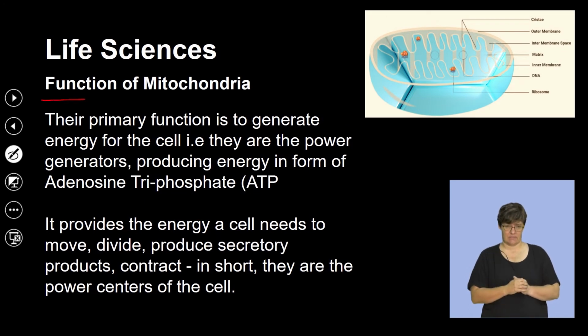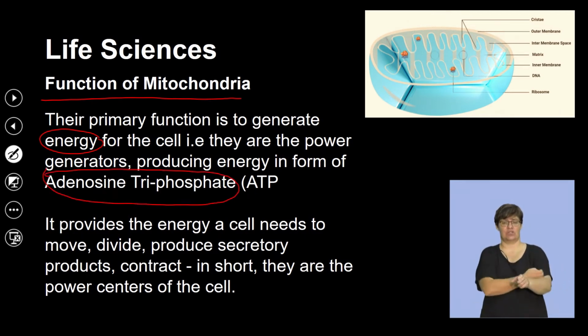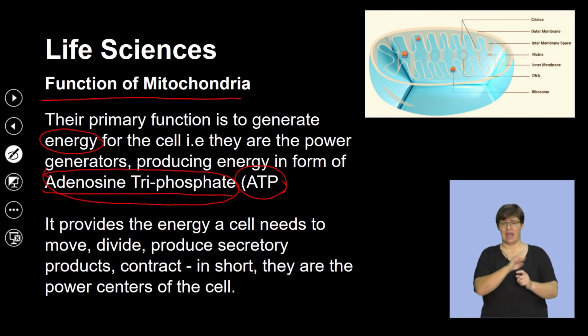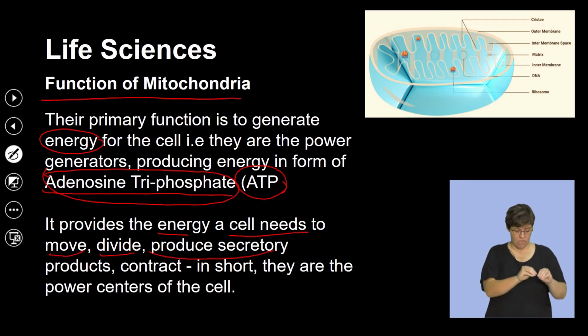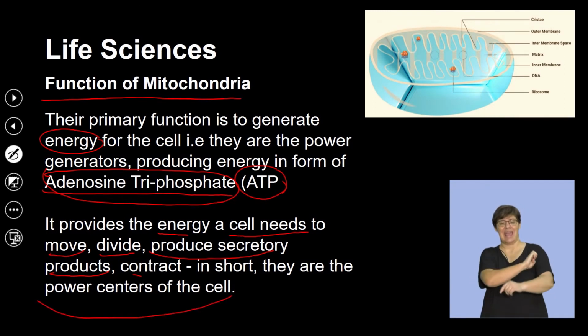Let's look at the primary function of the mitochondria. Its primary function is to generate energy, and that is through a process called cellular respiration, where the glucose is broken up to produce an energy-rich molecule called ATP, or adenosine triphosphate. So ATP is an energy carrier molecule called adenosine triphosphate. So it's a molecule having three phosphate groups. It provides the energy that a cell needs to move, to divide, to produce secretory products, and to contract. In short, they are the powerhouse of the cell.